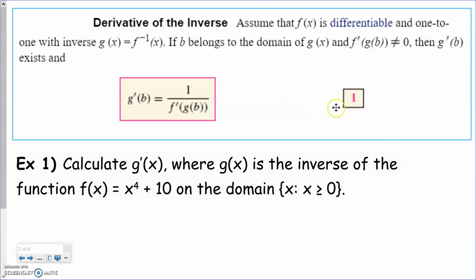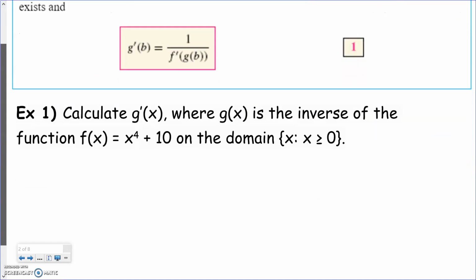Derivative of the inverse. Here's a formula that you kind of need to know. Assume f is differentiable and 1-to-1 with an inverse of g of x. If b belongs to the domain of g and f prime of g of b is not equal to 0, then g prime of b exists, and you can find it using this formula. So here's how we do it.